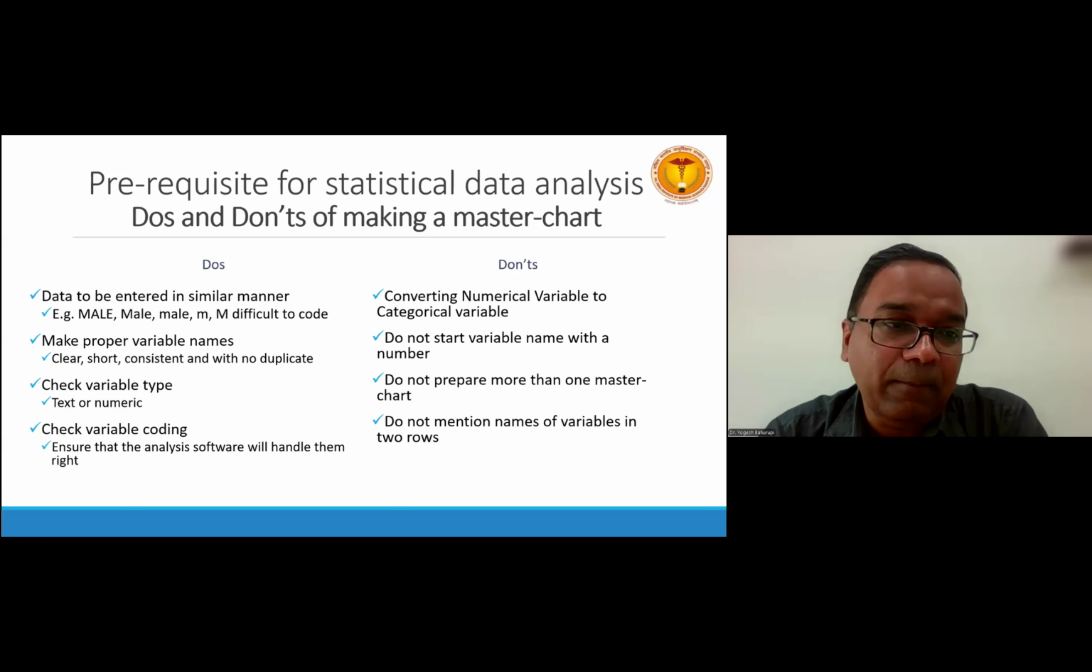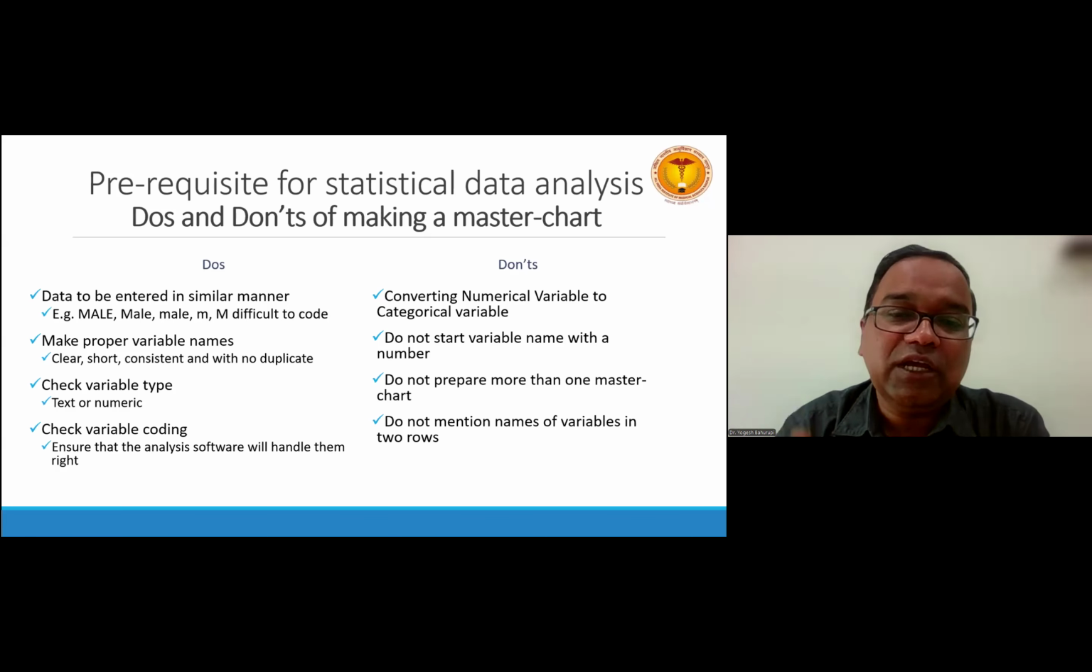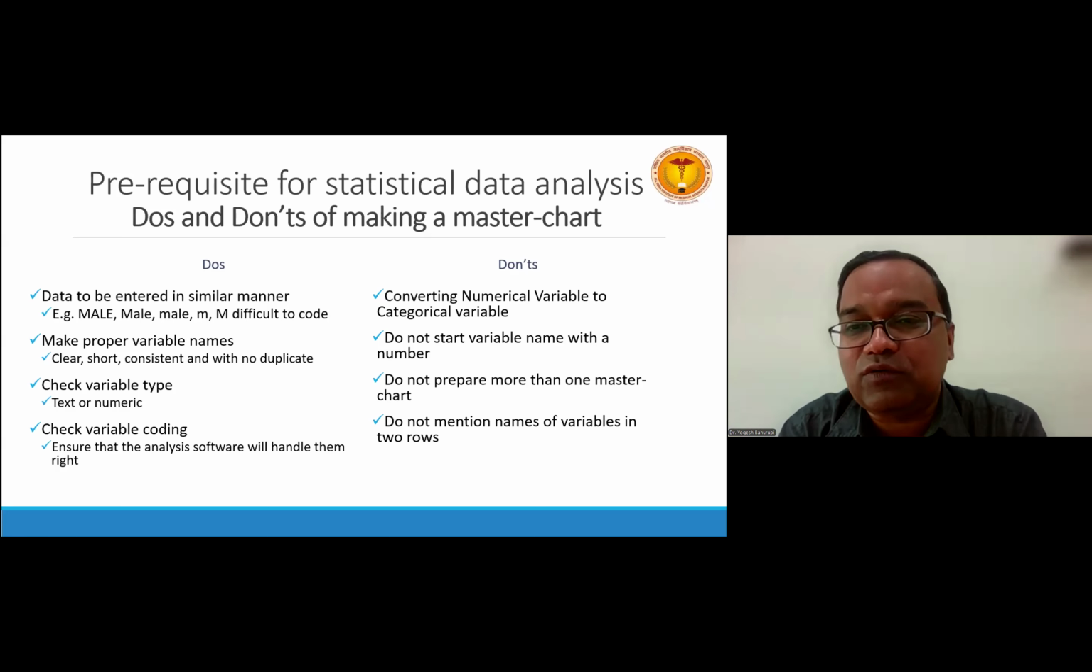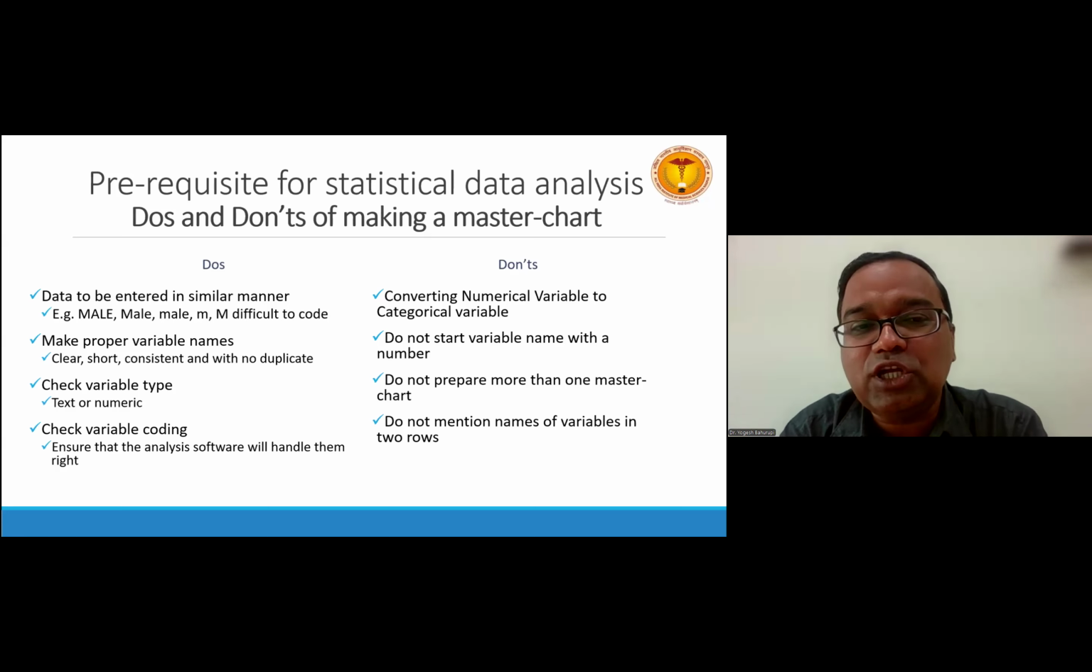Next, make proper variable names, so that the names are unique, unambiguous, and not duplicates. The name of the variable should be very clear. It should give us an idea of what information we are processing. It should be short, because there are certain software packages which do not accept variable names beyond 25 characters. That is why we need a very short, clear name for the variable.